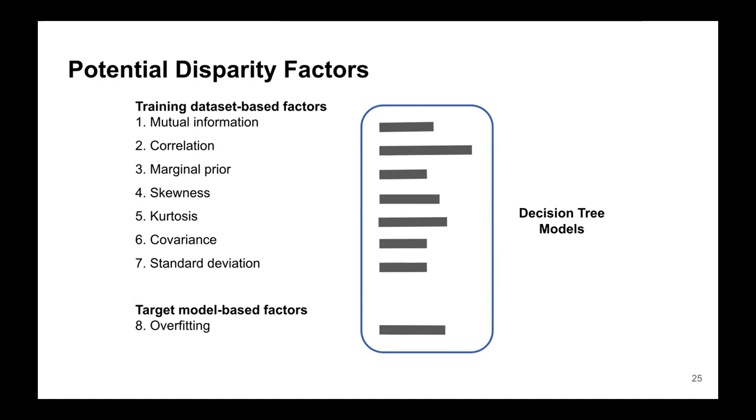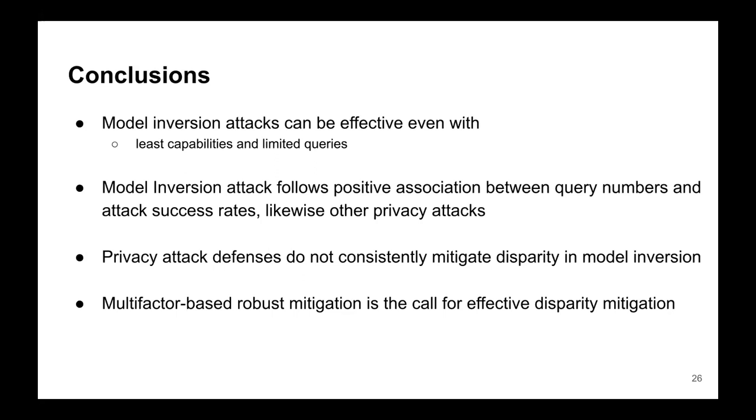So this requires further analysis for other types of target models, for example logistic regression or deep nets, to come up with a generalized decision so that in future we can design our disparity defense technique based on those factors. Now, I want to conclude by saying that model inversion attacks can be designed with the least adversarial capabilities and even with a limited number of queries. There is also a good relationship between the query number and the attack performance, as we have seen for other privacy attacks. It is also shown that the existing privacy attack defenses do not consistently mitigate the disparity in model inversion. So this gives a call for robust disparity mitigation techniques based on multi-factor mitigation.